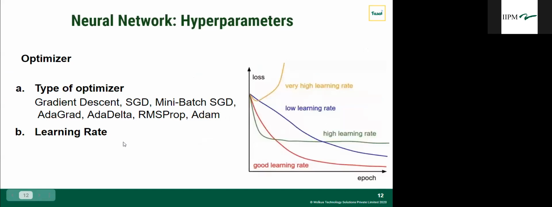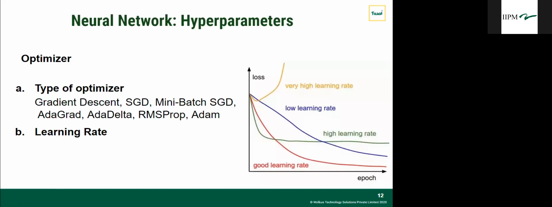The next hyperparameter is, as I mentioned, that the neural network optimizes for the loss function, to minimize the loss function. How it optimizes depends on the optimizer, and there are different kinds of optimizers. I have shown here some 7 or 8 optimizers. Each optimizer works a bit differently from the others. And then within an optimizer, you have the learning rate. The learning rate is how fast you want your optimizer to learn and reduce the loss function.